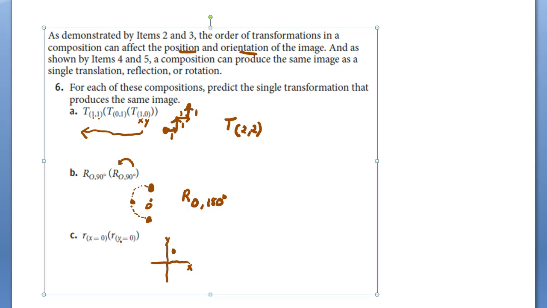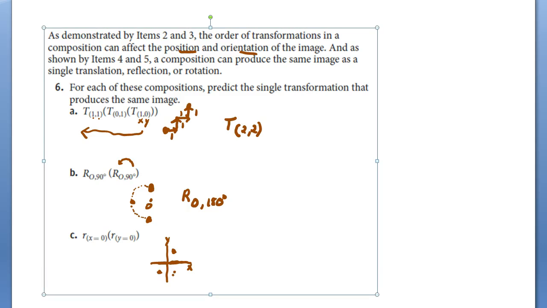If we reflect it over y equals 0, is the x-axis, it would pop over to that side. And then we're going to reflect that over x equals 0. X equals 0 is the y-axis. It would pop over to there. What single transformation would get that original dot to end up right there?